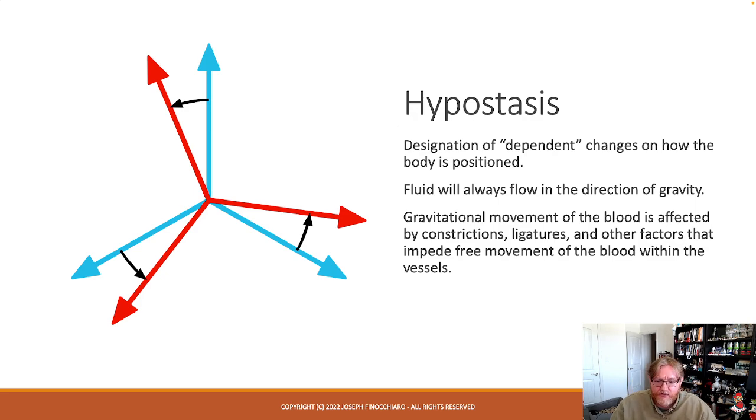Gravitational movement of the blood is affected by constrictions, ligatures, and other factors that may impede free movement of the blood within the vessels. So you may have a ligature, you may have a bandage, you may have something constricting, and you will find that fluid and blood aren't flowing in there, and instead they flow above it and then stop, and that area becomes edematous instead.